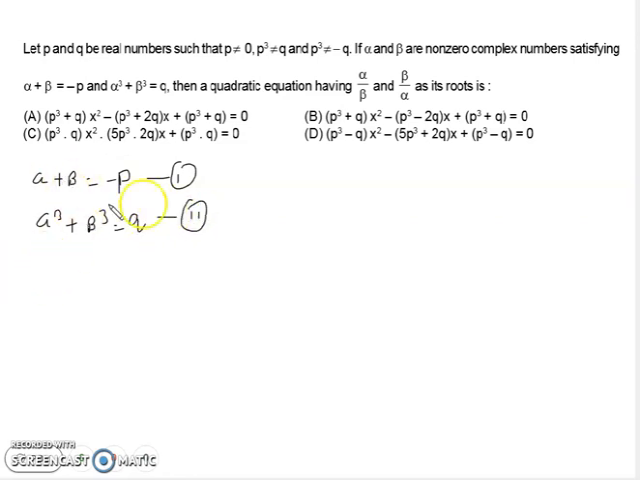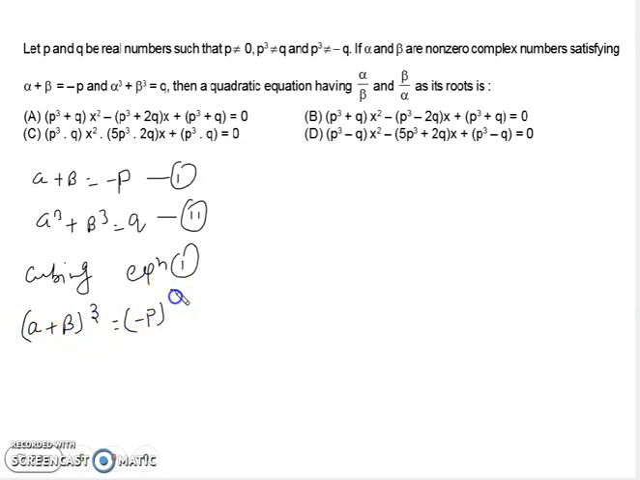So now I am going to cube equation first. After cubing equation first, we can write here alpha plus beta whole cube is equal to minus p cube, right? And alpha plus beta whole cube equals alpha cube plus beta cube plus 3 alpha beta into alpha plus beta, is equal to minus p cube. Are you getting my points, guys?